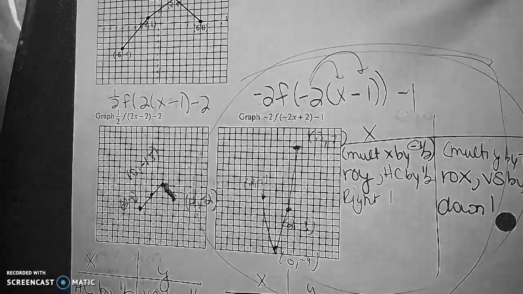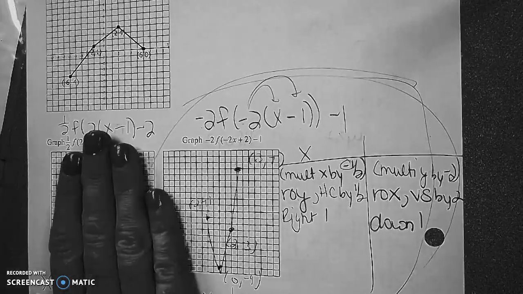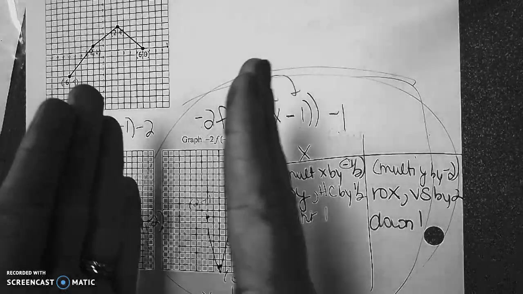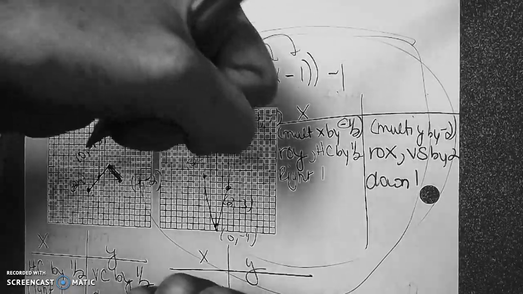And there's that new graph. Notice when I compare it to the other one, it has been reflected over the y. It's been compressed horizontally. It's been reflected over the x and stretched vertically.